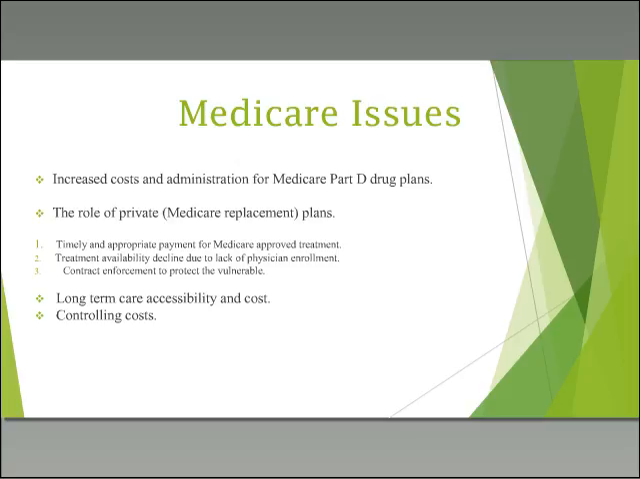The other issue is long-term care accessibility and cost. As the baby boomers are coming into their retirement years, along with the strain on Medicare comes the fact that more and more people are going to be needing long-term care assistance, and that is a huge expense. And then, of course, ultimately, it's controlling the costs.